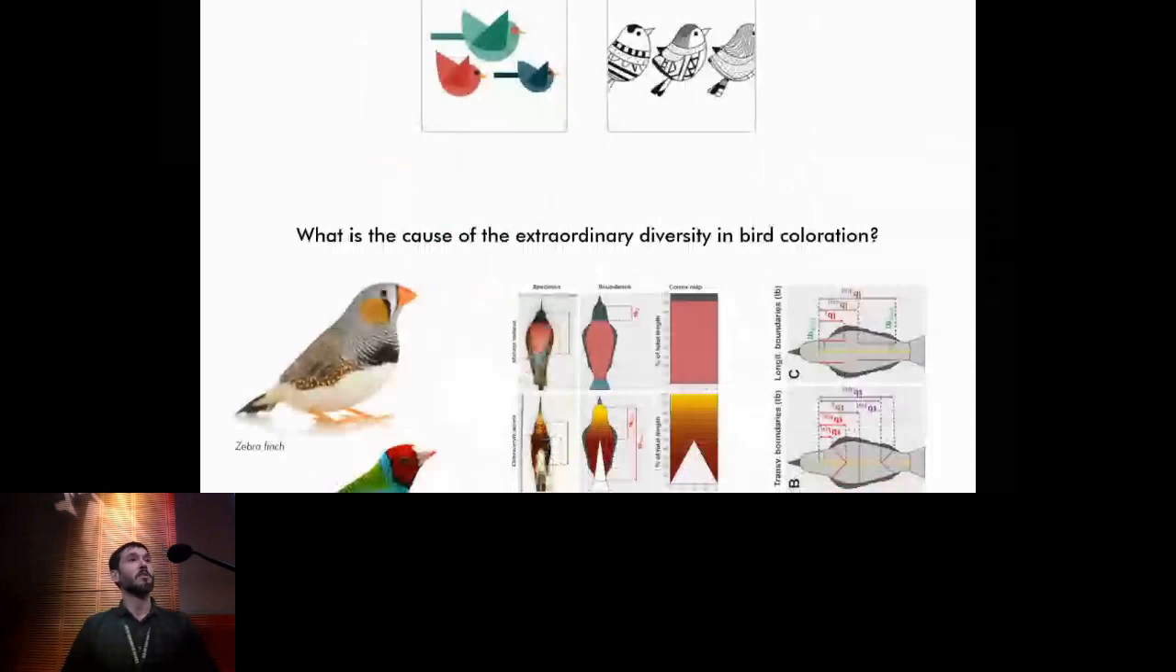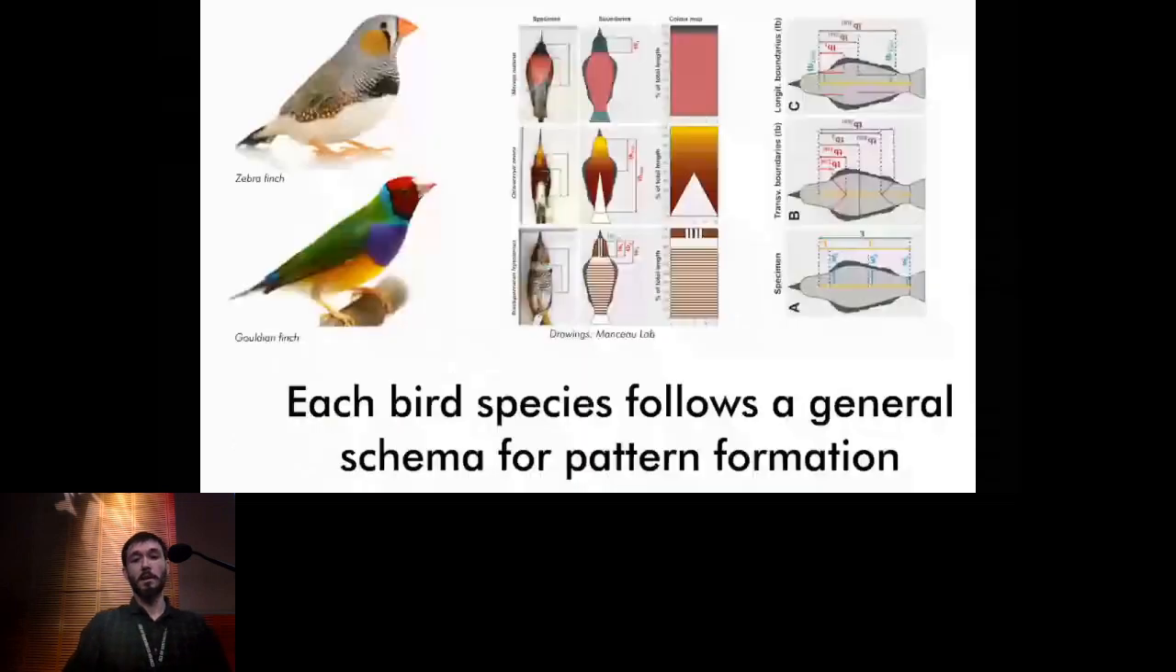So our colleagues from the Marceau lab at Collège de France did a small scale study where they looked at these finches. Here the zebra finch, the Gouldian finch, and they developed a method to characterize these color patterns. And then we want to scale this up. So we selected 350 bird species from across the tree of birds, for which we have genomic data. And then we went to the Museum of Natural History and we photographed these 350 species.